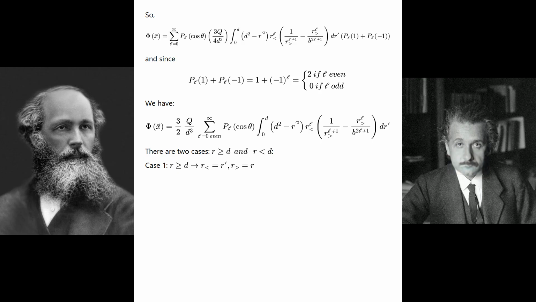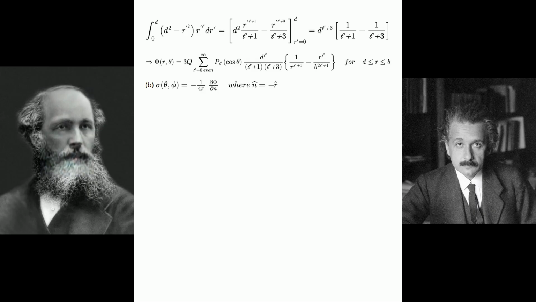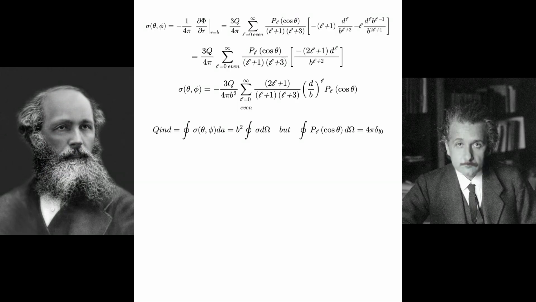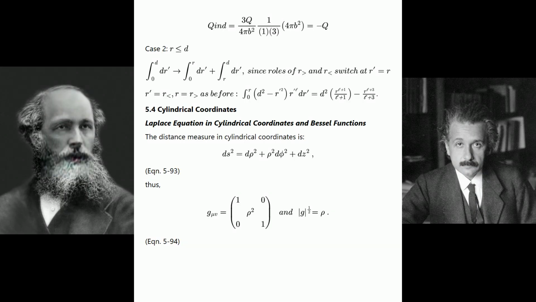There are two cases: r greater than or equal to d, and r less than d. Case 1, r greater than or equal to d: r_< equals r prime, r_> equals r. See the following equations. B. Sigma of theta, phi equals negative 1 over 4 pi times the partial derivative of phi with respect to n, where n equals negative r. See the following equations. See the equation shown.